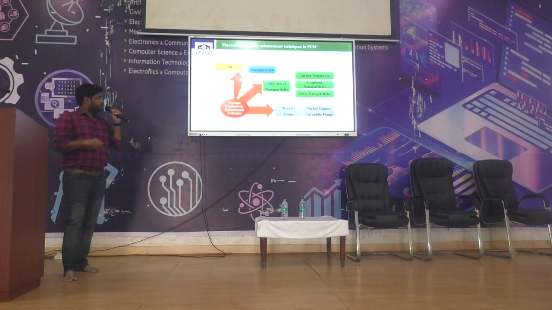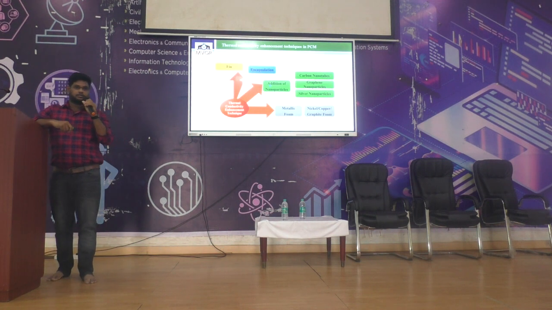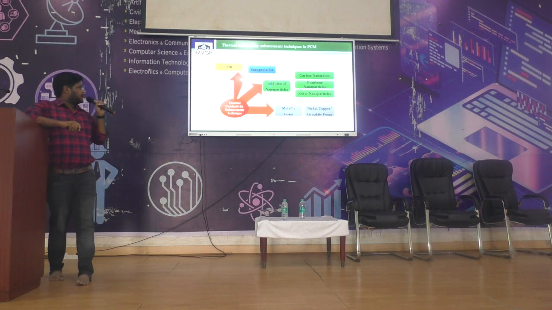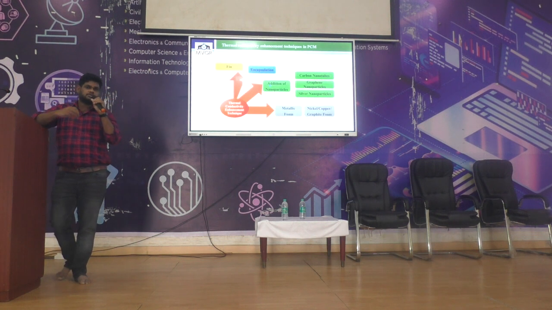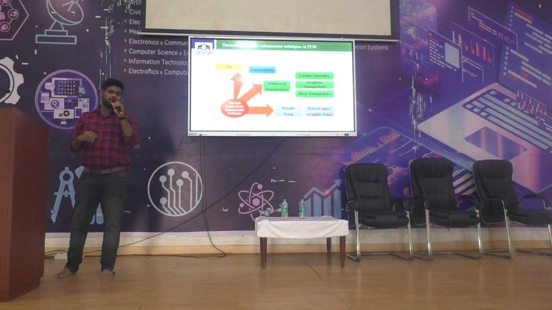And also we can incorporate various nanoparticles. We all know that if you take a metal and synthesize it down to the nano level, obviously its properties will be improved. So we have different nanoparticles, like carbon nanotubes, graphene nanoparticles, and silver nanoparticles. These have high thermal conductivity, so if you mix them into the phase change material, obviously the thermal conductivity will be improved.